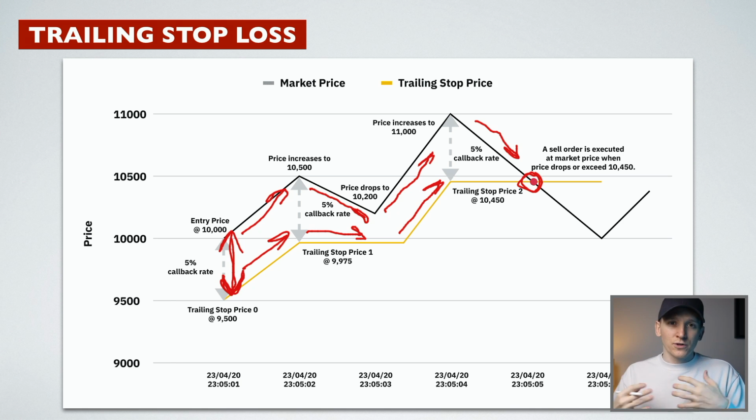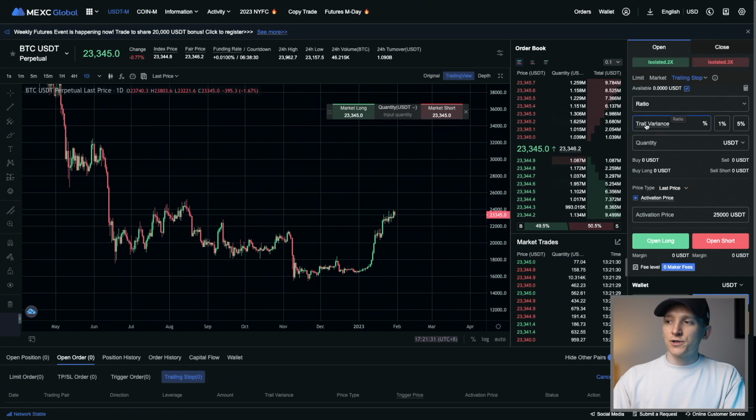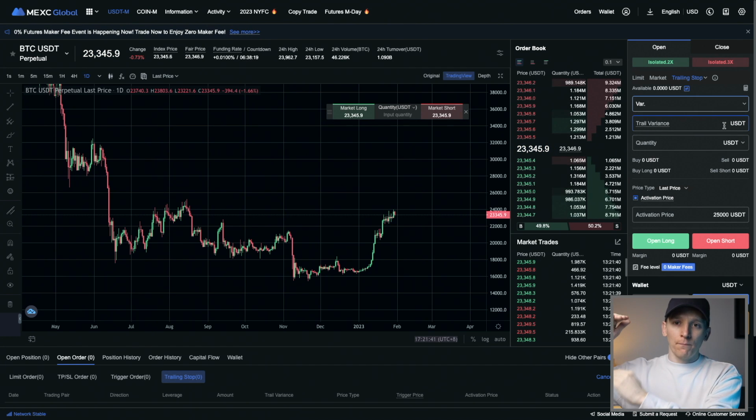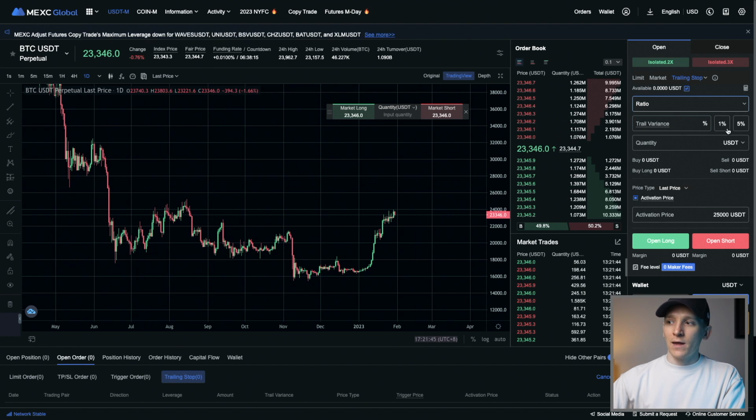It's sometimes known as a trailing stop loss, but also just a trailing stop because you might be locking in profits. Come to your trading system then and choose either the ratio or the variance. MEXC gives us both of these options. If we choose variance, we choose an actual amount of dollars that we are below the current price when we enter that order, or we can choose ratio and then we have a percent right here.